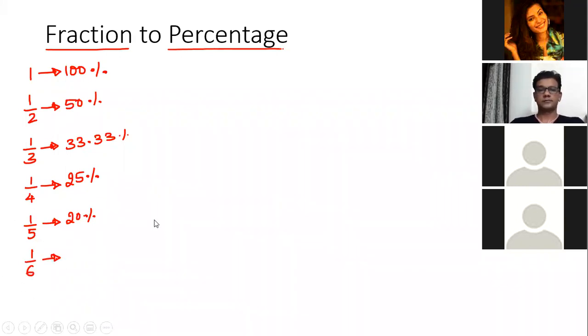What's 1 by 6? So I want you guys to list down whatever I'm having in my chart, whatever you see on the screen: 1 by 6, 1 by 7, 1 by 8, 1 by 9, 1 by 10, 1 by 11. Till here, I want you to fill. No, don't write down in the screen chat. What you guys can do is write down in a sheet, and then when I'm asking, that time you answer.